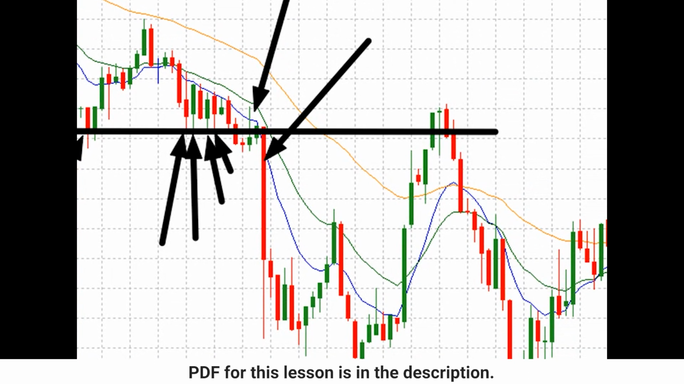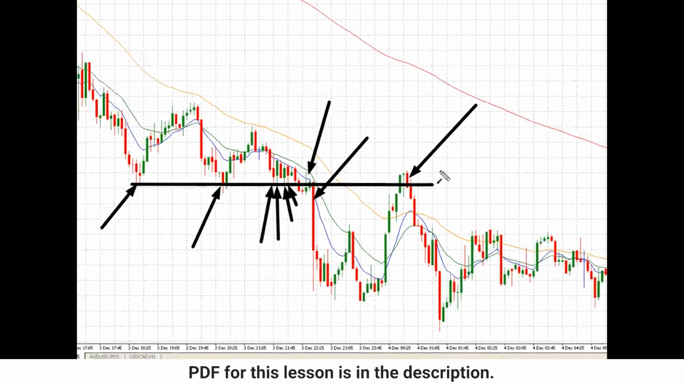Price then tries coming back up and breaking up through the line. The line now acts as resistance and price cannot break up through it. There is not a clean upward move there. It reverses and comes back down. The support line now acts as resistance.